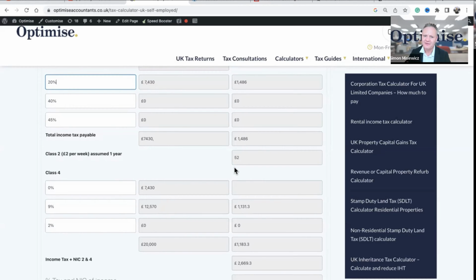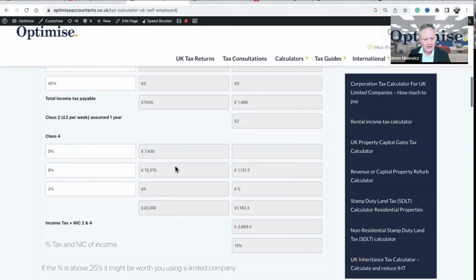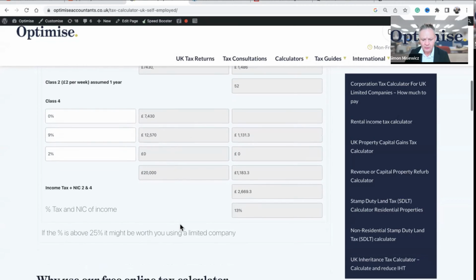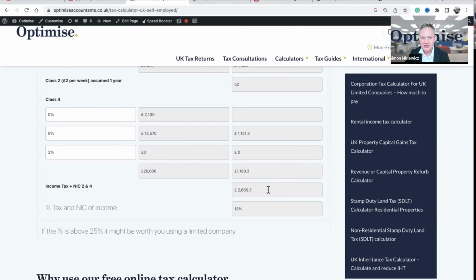Now that might be different. You might be doing part year. We've just assumed a full year here, but that might change. And you've also got the Class 4 National Insurance tax as well, which you can see is banded there, to come back to £20,000. So in total, this person, based on £20,000, will pay around about £2,670, and the percentage of tax on their income is 13%.